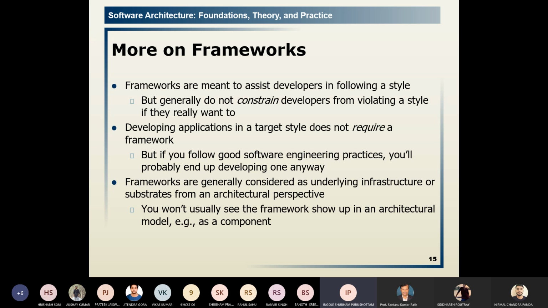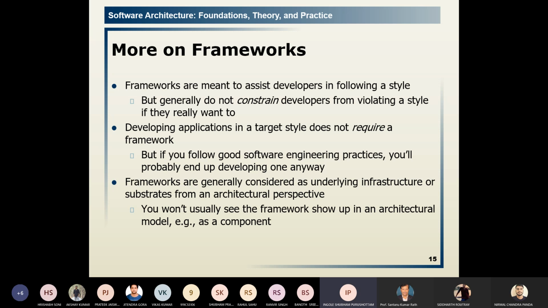So more on frameworks. Frameworks are meant to assist developers in following styles, but generally do not constrain developers from violating a style if they really want to. So a developer using some framework for developing some software will follow the constraints that are there, but the framework does not prevent violating a style. Developing applications in a target style does not require a framework. We have some architecture style selected, and it is not mandatory to use a framework for that. But if you follow good software engineering practices, you will probably end up developing one anyway.